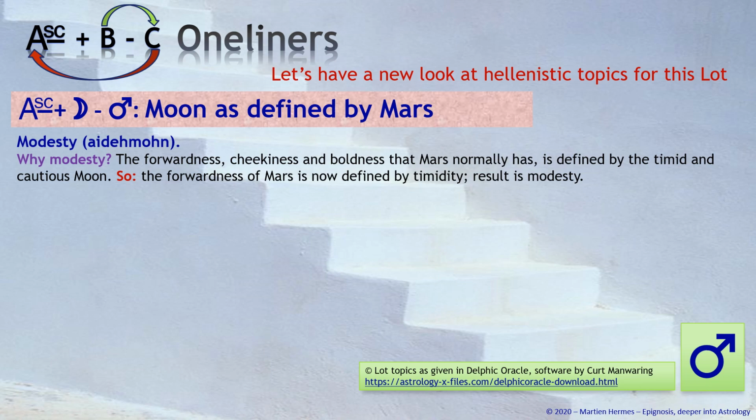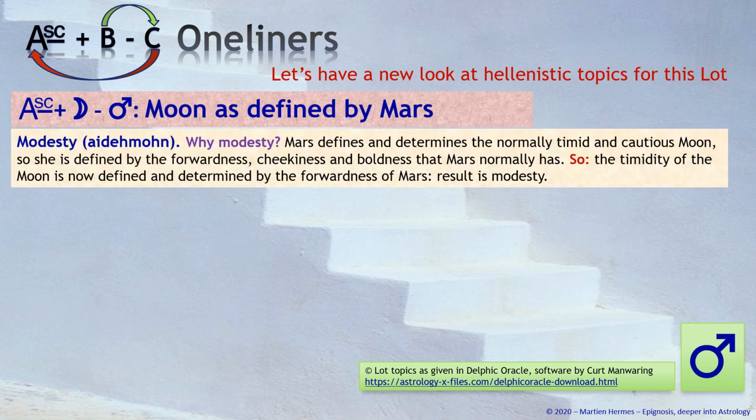When we turn this around, it should be something like this. So why modesty? In this case, in the new definition, we see that Mars is the one that's defining and determining the normally timid and cautious moon. So she is defined by the forwardness, the cheekiness and the boldness that Mars normally has. So the timidity of the moon is now defined and determined by the forwardness of Mars, and the result is modesty.